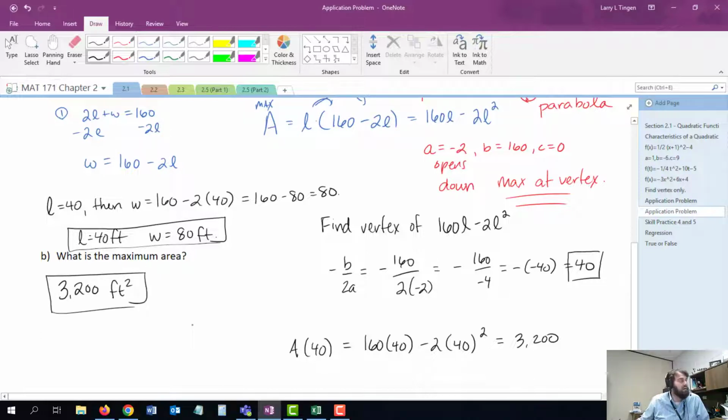All right. This is how these application problems are going to work most of the time. If you're given multiple equations, you're going to be able to relate one to the other, substitute in, and just keep remembering what section we're in, what you're doing. If they want a maximum, you find that maximum by making sure you have a parabola and then finding the vertex, whether it's a max or a min.